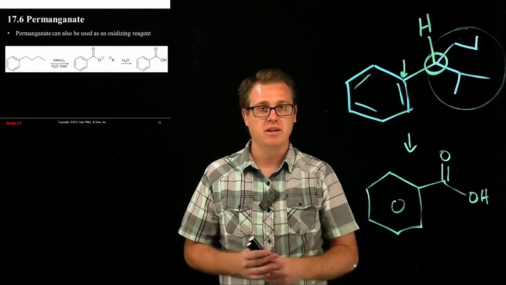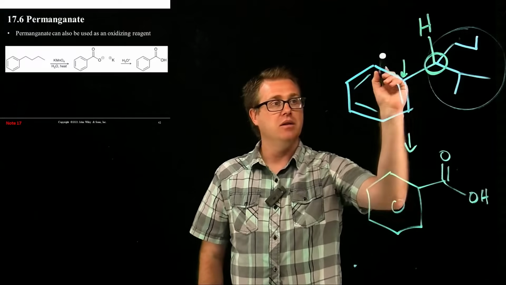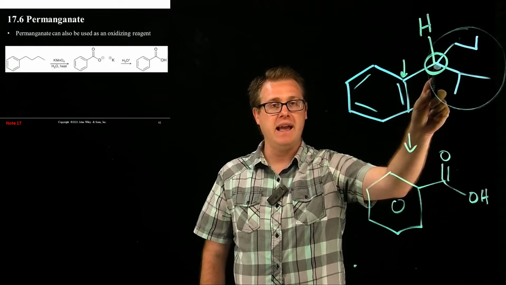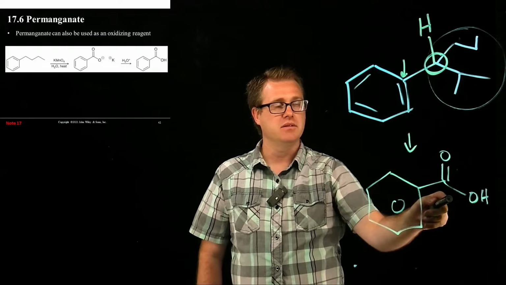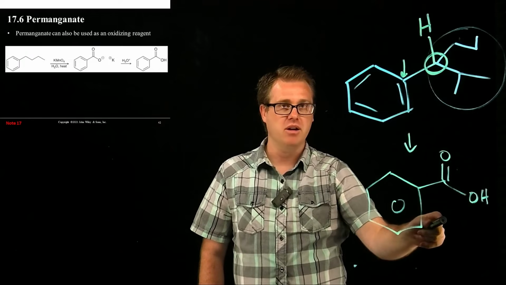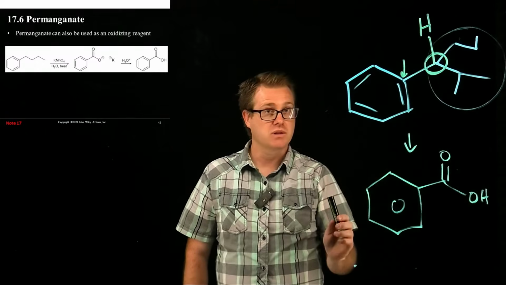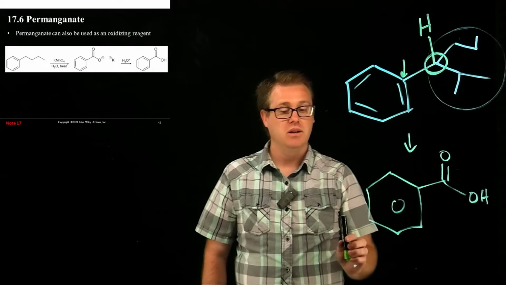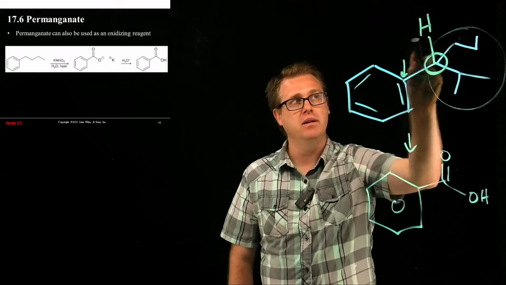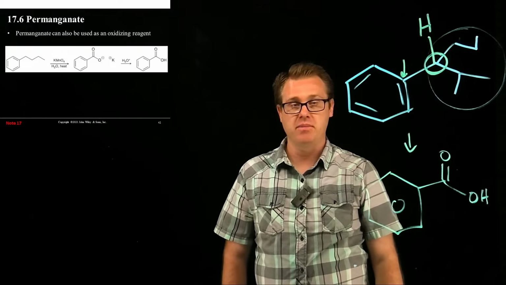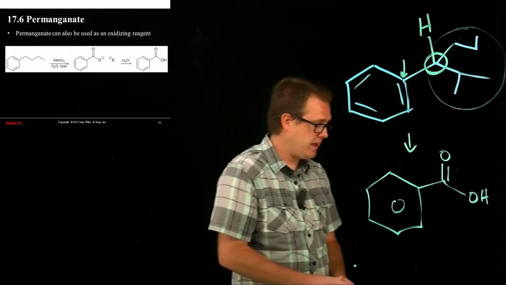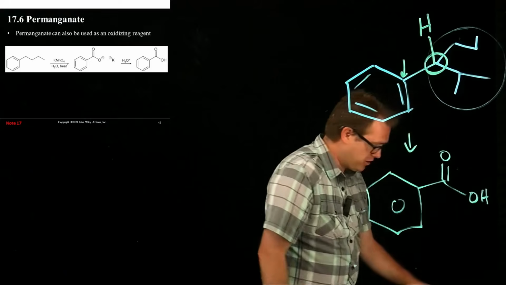You get the same product when you take a molecule with a benzylic carbon and treat it with chromic acid. You would get this. If you treat it with permanganate and an acidic workup, you'll get the same product. The same rule applies though. With permanganate, you have to still have at least one hydrogen on the benzylic carbon. That is a requirement. Big, big requirement.